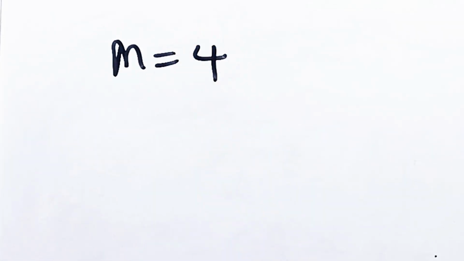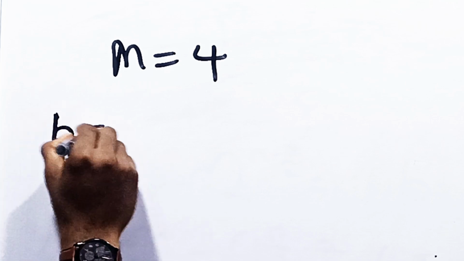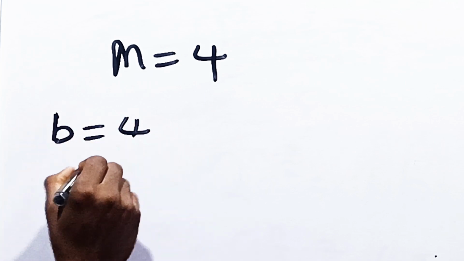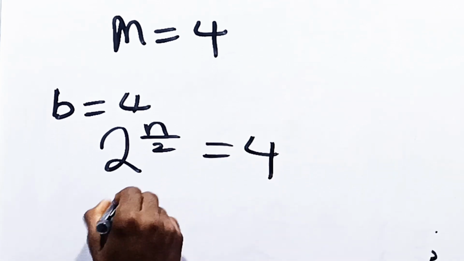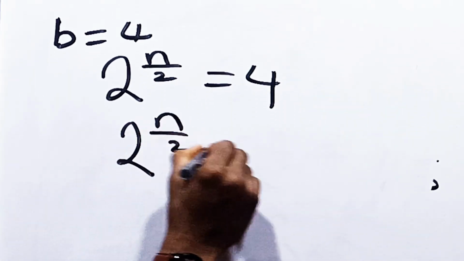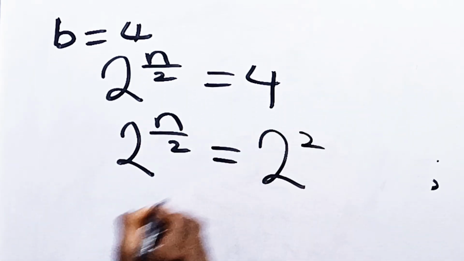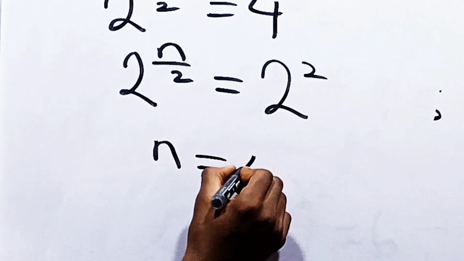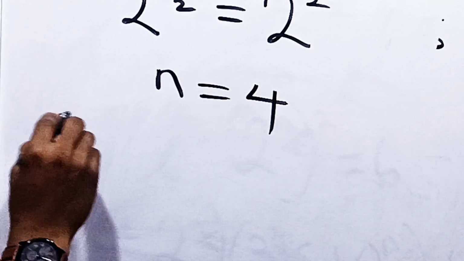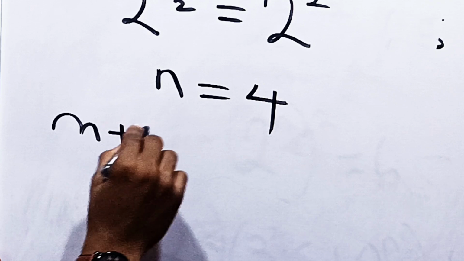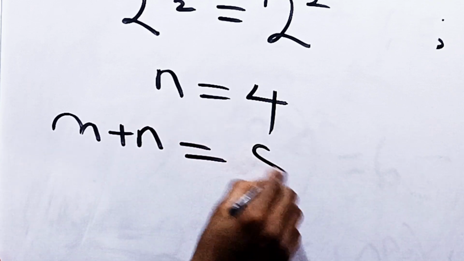And secondly, we have that B is equal to 4. So we have that 2 raised to power n over 2 is equal to 4. 2 raised to the power n over 2 is equal to 2 squared. Hence, n will be equal to 4. Now, from here, we can now say that the question says find m plus n. Hence, this is equal to 8.